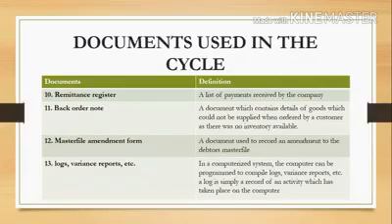Master file amendment form is a document used to record an amendment to the debtors master file. Log and variance reports. In a computerized system, the computer can be programmed to compile logs, variance reports, and so forth. A log is simply a record of activity which has taken place on the computer. I think we learned about logs in chapter 8 as well, so you can see how the combination of the two works.